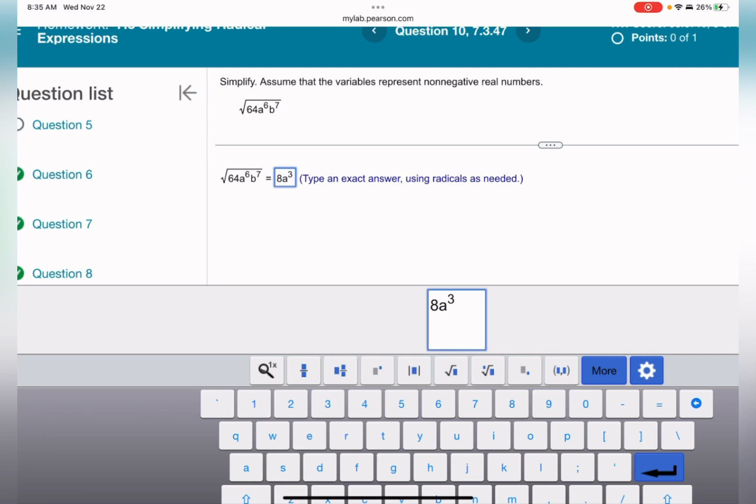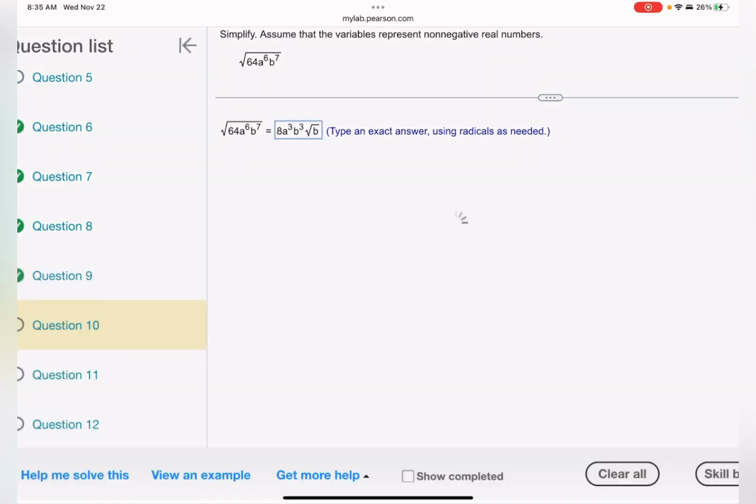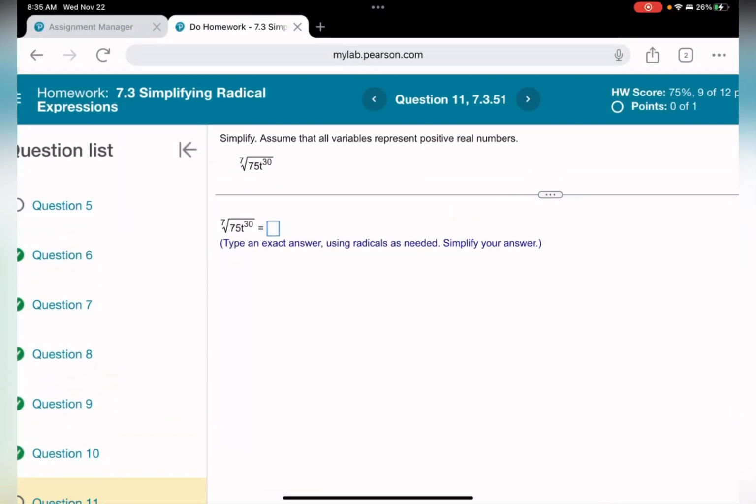And for b, we have b to the power 7 divided by 2, so it's going to be b to the power 3. And we still have one b left, because we have degree 7. So I'm going to put b under the square root, because one degree is still there. Nice work.